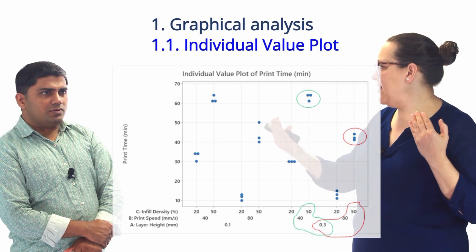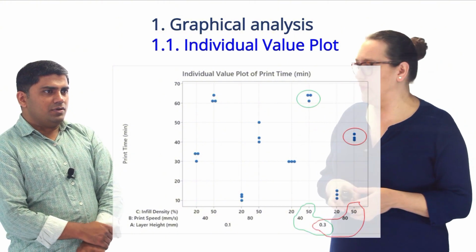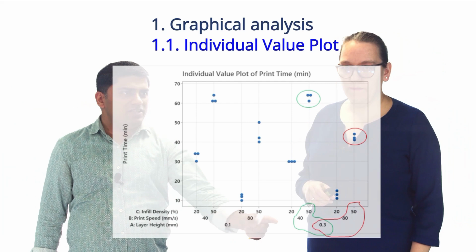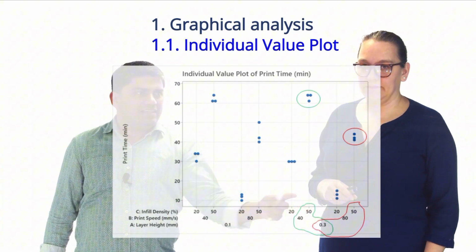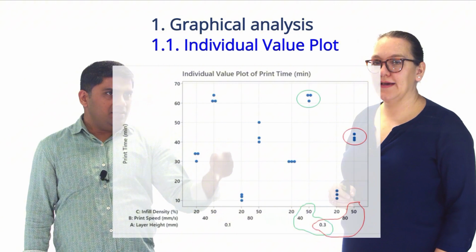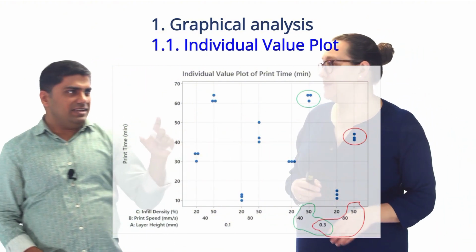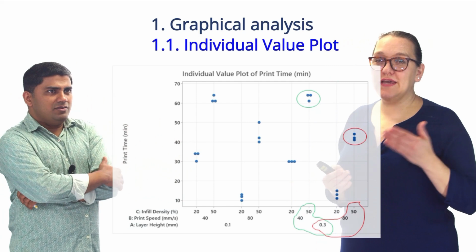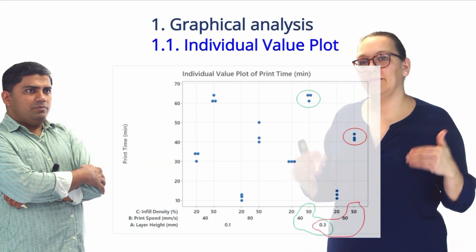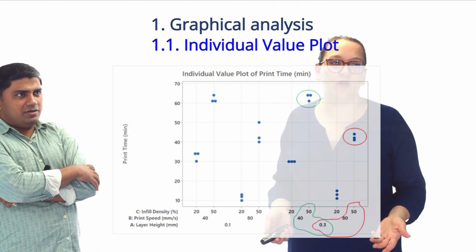So for example, what difference do you see between this green and red group? Here we have print speed. Print speed is 40, and here it is 80. So when I am printing with more speed, my print time is less. The change is significant. So as you increase the print speed, the print time will get smaller, it will reduce.